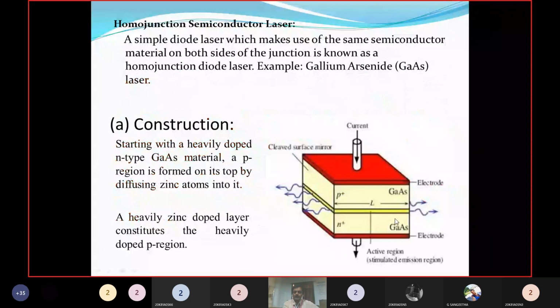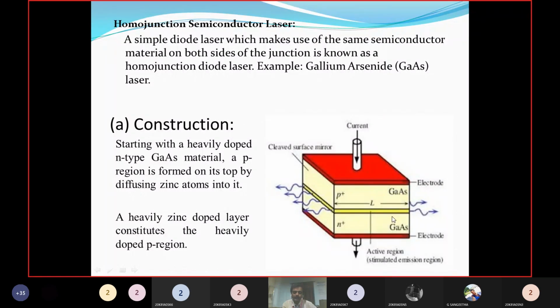So this is the construction of the homojunction laser. Here, homojunction means we are taking gallium arsenide on both sides. One side we are doping with P type, and the other side we are doping with N type. Because of this doping, this region becomes N type and this region becomes P type. The entire material is gallium arsenide only, so this type of laser is called a homojunction semiconductor laser.